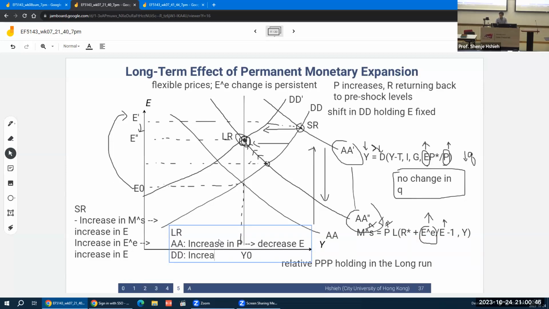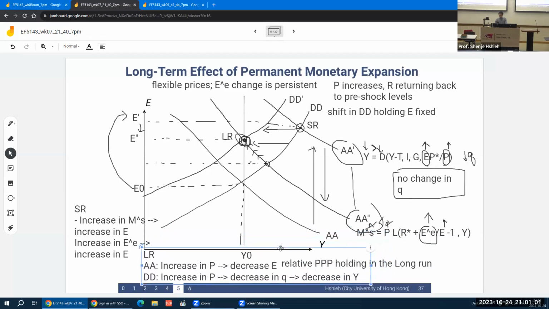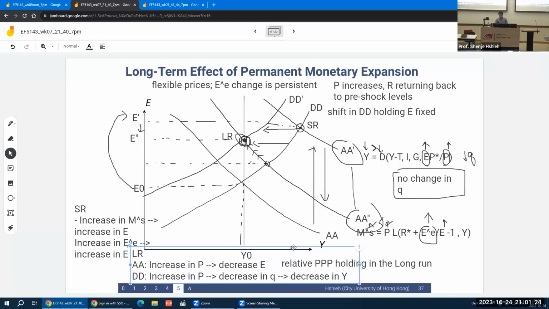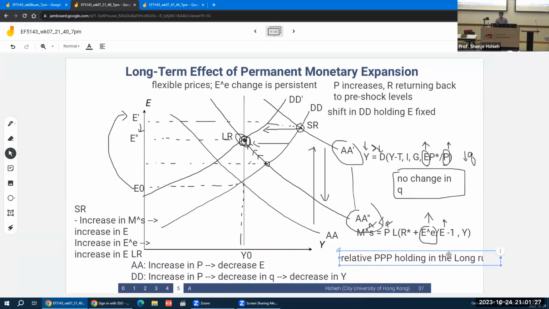And for the DD curve, we have an increase in P that leads to a decrease in Q and therefore a decrease in Y. And we're saying that Q decreases all the way back to its starting point, its initial Q level, because we showed up to week 5 that E traces P. And when E changes as much as P, then there's no change in Q, and as a result, no change in output.